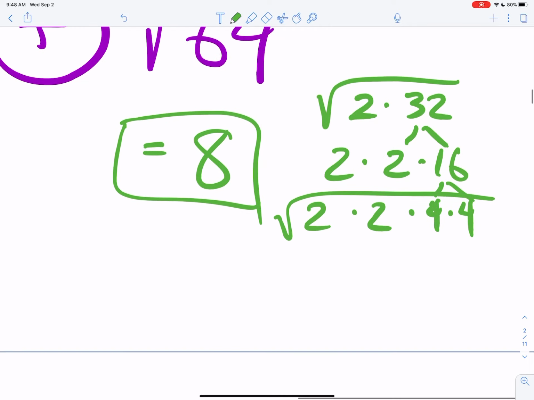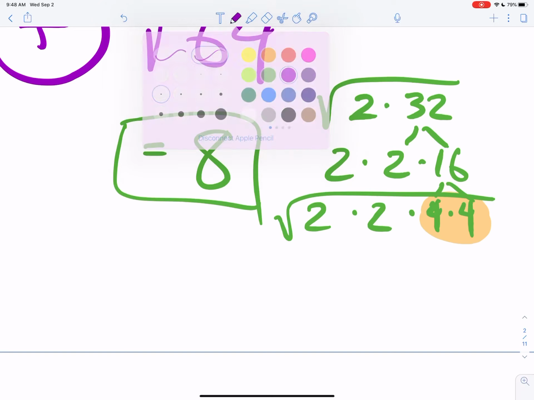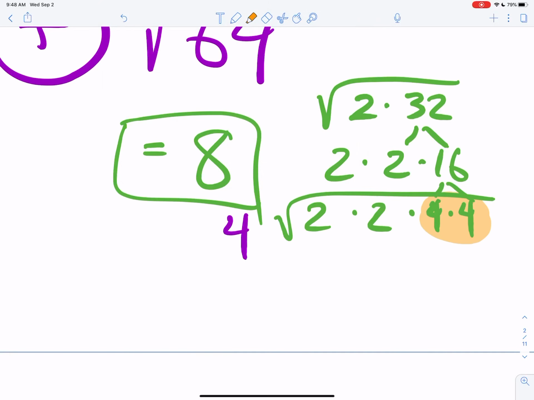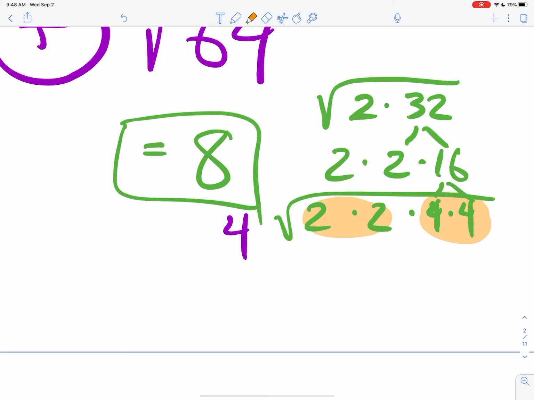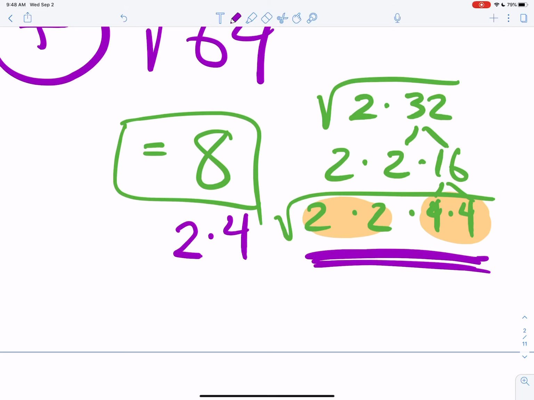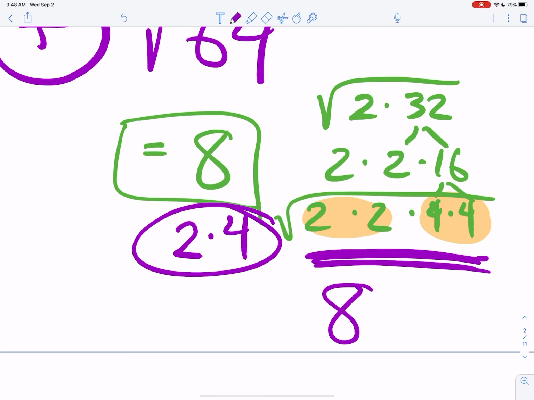Okay, you could break it down even some more, but I have perfect pairs here. I have a pair of 4s, so I'm going to put a 4 on the outside. And then I have a pair of 2s here. So I'm going to bring the 2 out. If you notice, everything on the inside was highlighted. Anytime you highlight everything on the inside, you know it's going to be a perfect square. 2 times 4 is just that 8.